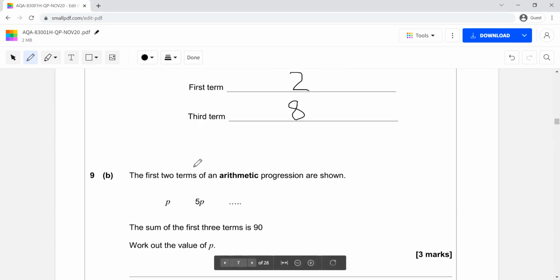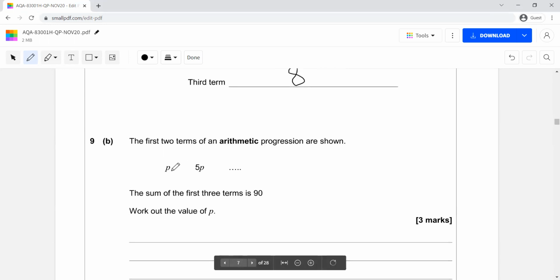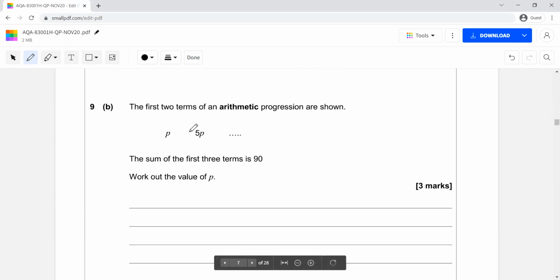Question 9b. The first two terms of an arithmetic progression are shown. The sum of the first three terms is 90. Work out the value of p. So it's an arithmetic progression, which means that there's a common difference. So the difference between 5p and p is 4p. So we add 4p to 5p to get the third.